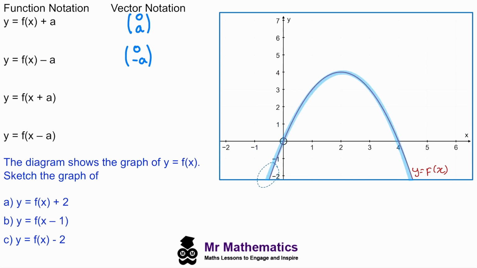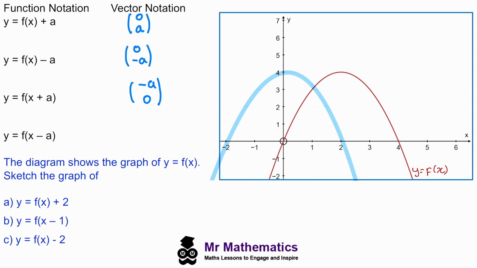So f of x plus a moves the curve a units to the left. The reason why it moves to the left is because we can see, if we're looking at this point and we want to get back to the original, then we have to add on these two. And this addition is why we have this positive a. In vector notation, this will be negative a for the horizontal and 0 for the vertical.